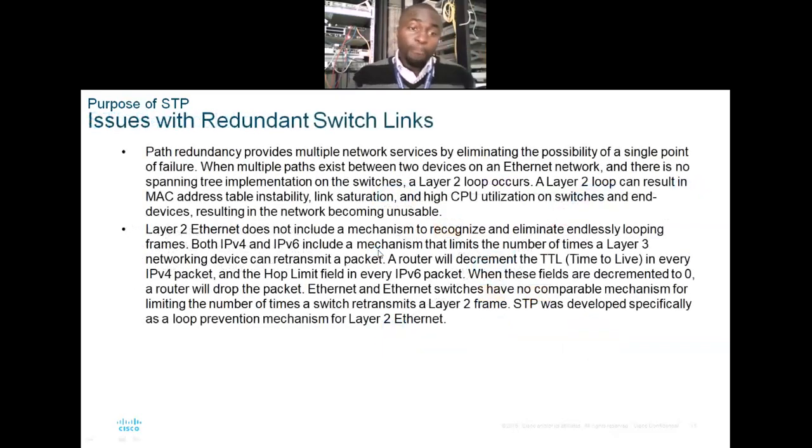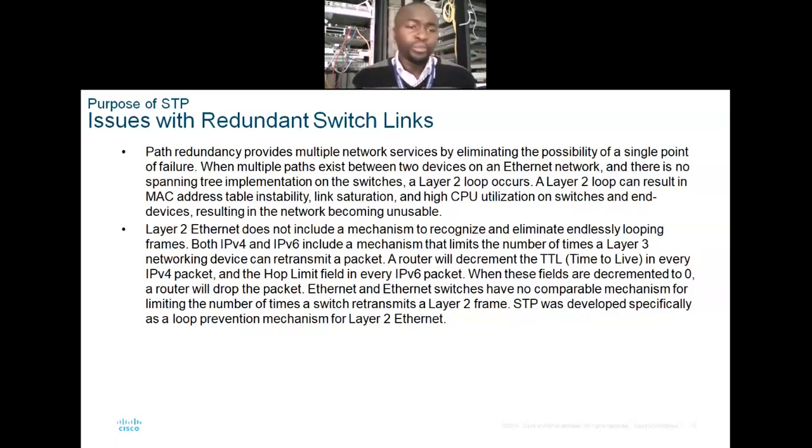So path redundancy provides multiple network services by eliminating the possibility of a single point of failure. So when multiple paths exist between 2 devices on a network, and there is no spanning tree implementation on the switches, a layer 2 loop occurs. A layer 2 loop can result in MAC address table instability, all right, link saturation, and high CPU utilization on switches and devices. And that is going to result in your network becoming very, very unusable.